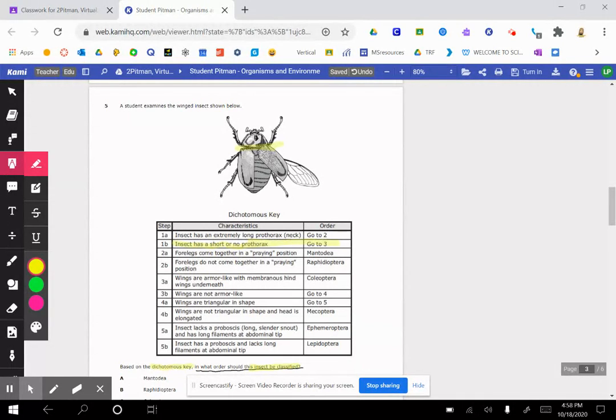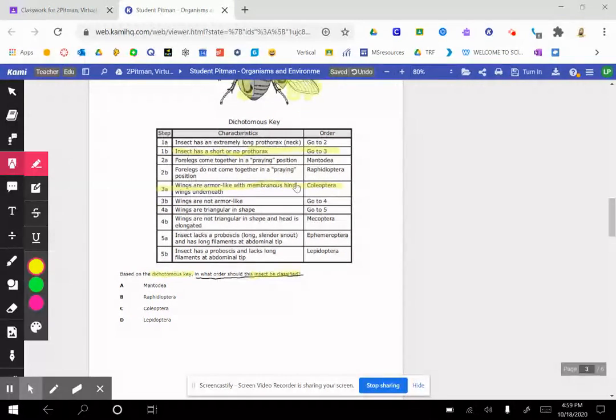So let's go to 3. Wings are armor-like with membranous hind wings underneath. So this is a June bug, and I see he does have these 2 armor-like wings here with the membranous wings underneath. So I would think it's that one. I'm going to check 3B. Wings are not armor-like. He does have that armor-like layer of wings on top, so I would choose this one. So I can see my answer is C.